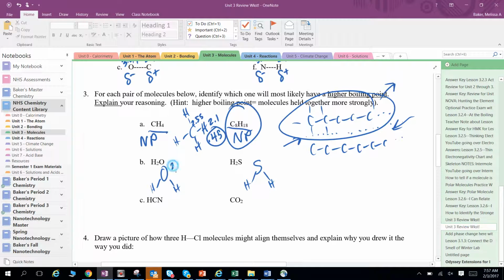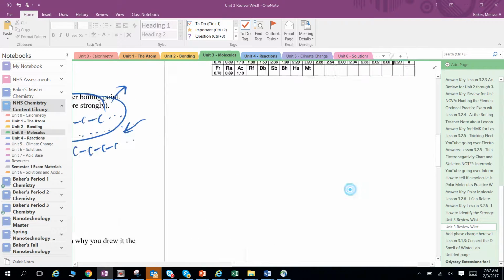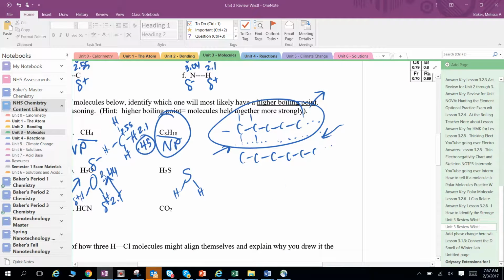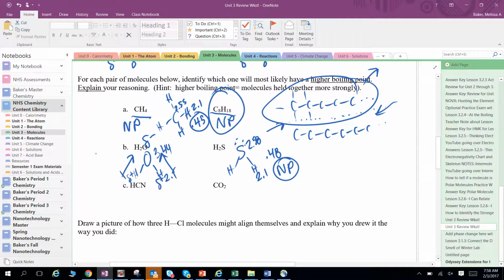Well, oxygen has that value of 3.44, hydrogen 2.1. That's a dramatic difference, causing there to be partial charges, the oxygen having a partial negative and these hydrogens having partial positives. For the sulfur and the hydrogens, sulfur's value is 2.58 and the hydrogen is 2.1. So that's only a difference of 0.48. So this would fall into the nonpolar category. So now you're talking about hydrogen bonding forces versus dispersion forces.